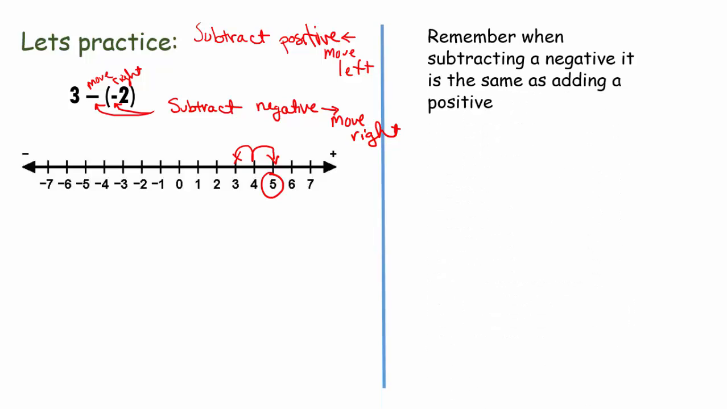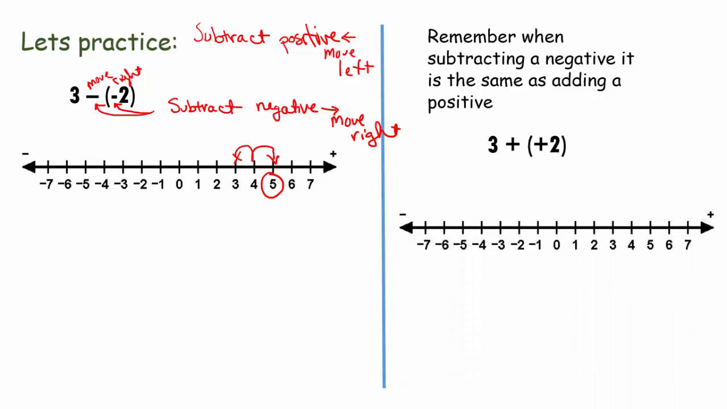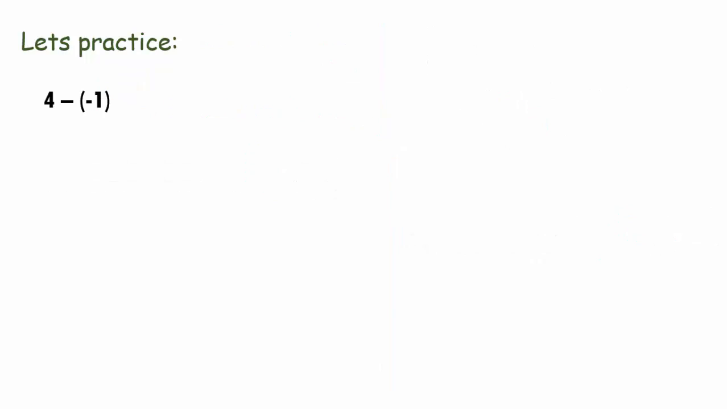Keep in mind, subtracting a negative is the same as adding a positive. And we're going to develop rules in a few days where we realize that 3 minus a negative 2, subtracting a negative, actually is exactly the same as adding a positive. So what's 3 plus 2? Well, if you start at 3 and you add 2 to that, you still end up at 5.